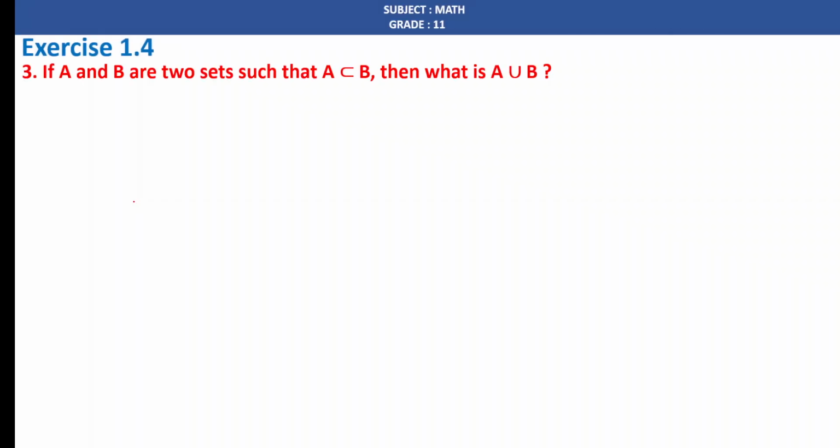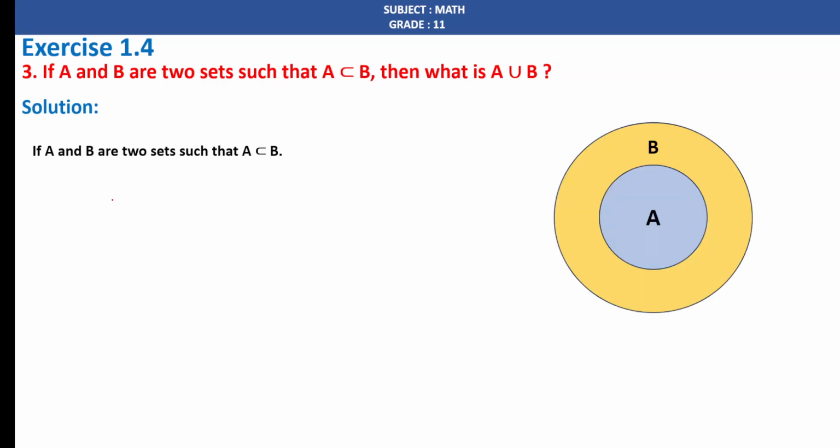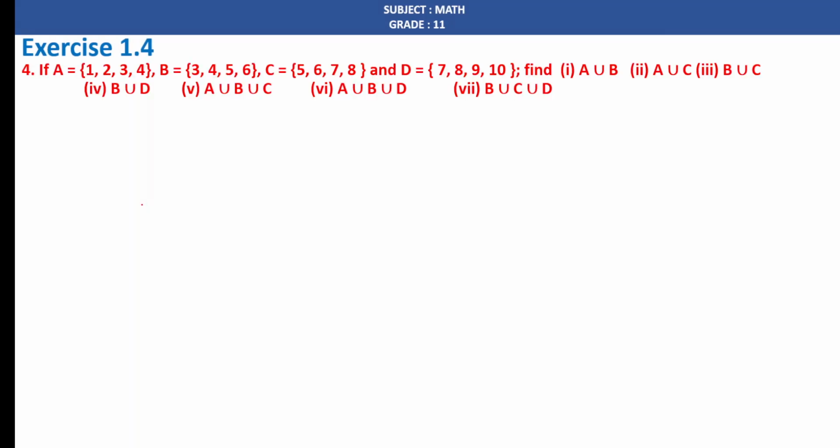Let us see question number 3. If A and B are two sets such that A is a subset of B, then what is A union B? Solution. If A and B are two sets such that A is a subset of B, then we can represent this in a pictorial way, like A is a subset of B. Then A union B is B itself. Let us see question number 4.